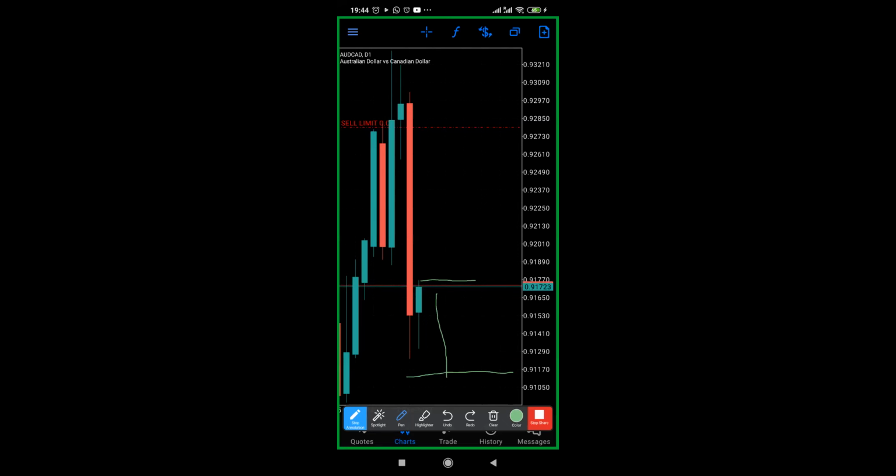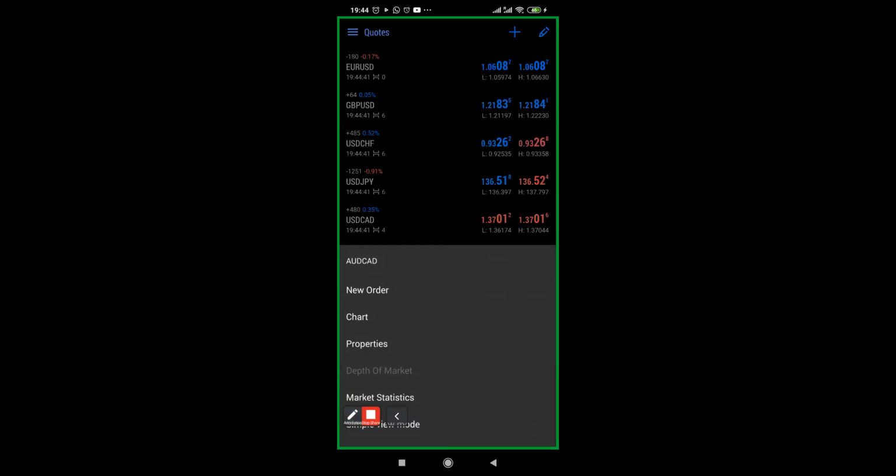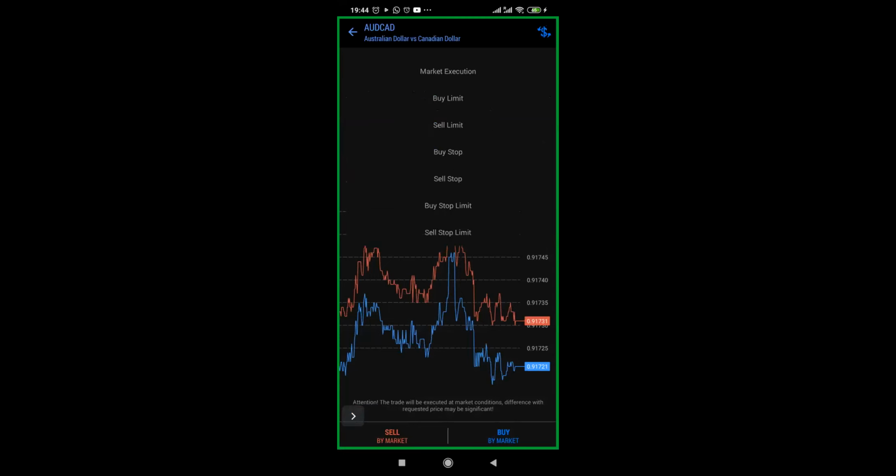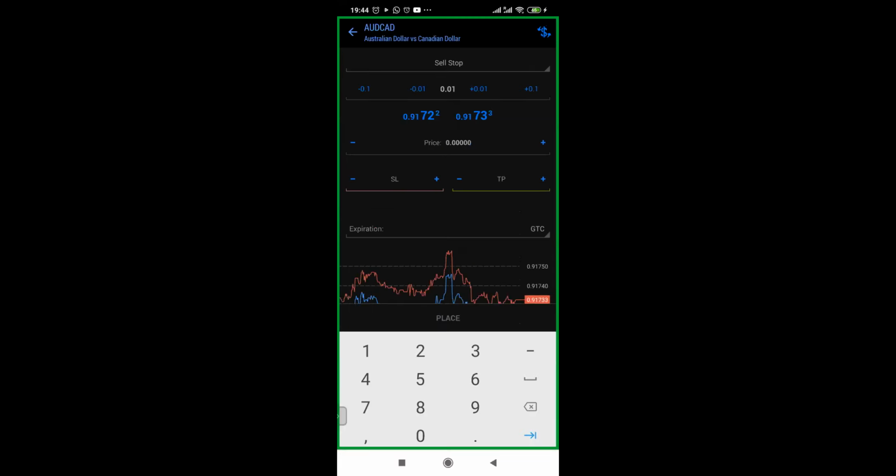So continuation. So what do I do? I just get the price. So that is 0.91170. Okay. So we'll go to our quote, 0.91170, new order, change it to sell stop. Then put your price there, 0.91170. Ensure that you set your lot size very carefully.